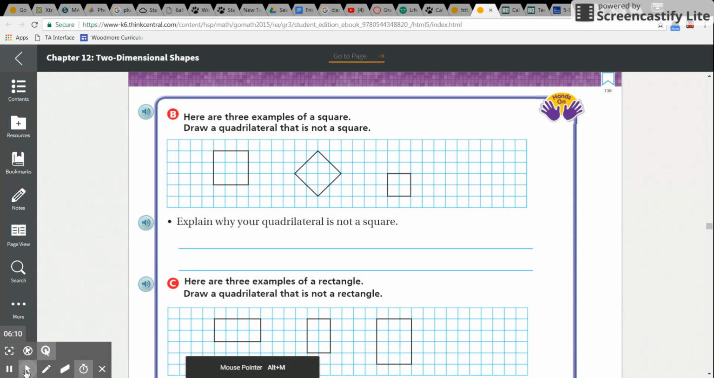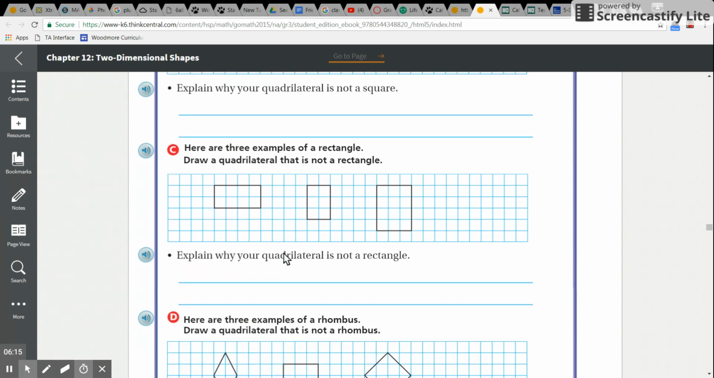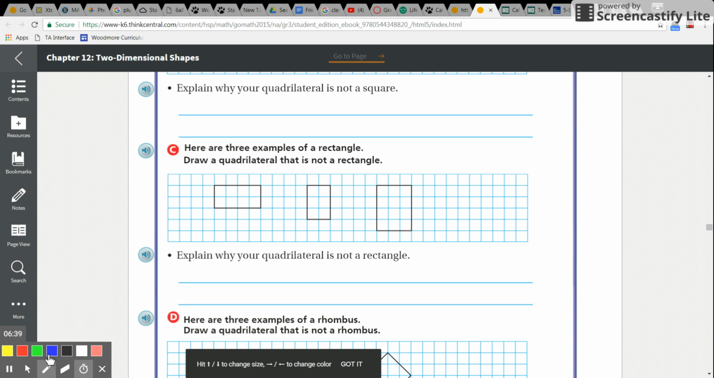Let me scroll down here. Once again, please tell me if I scroll too far. Here are three examples of a rectangle. Draw a quadrilateral that is not a rectangle. So here are three rectangles, and I kind of went over the rectangle right before. So you know that a rectangle has opposite sides that are the same, opposite sides that are parallel, and it has four right angles. All right, so draw one that's not a rectangle. So go ahead and press pause, draw it, and then explain why it's not a rectangle.